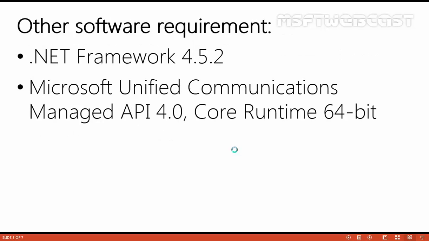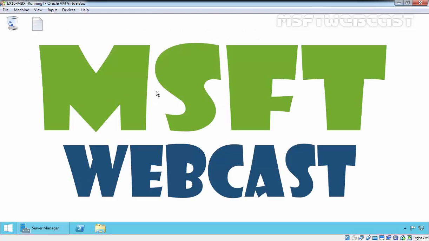You have to install .NET Framework 4.5.2, and we also require Microsoft Unified Communications Managed API 4.0 Core Runtime 64-bit. So let's go back to my virtual machine, and this is the VM on which we are planning to install Exchange Server 2016.